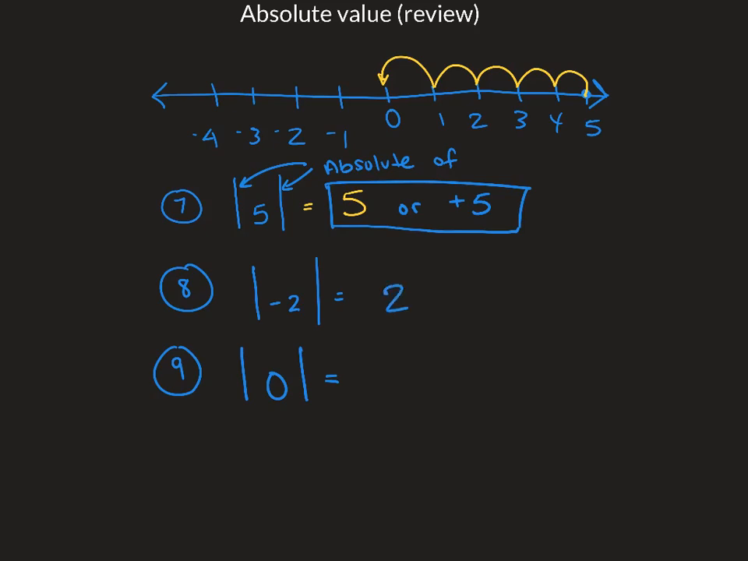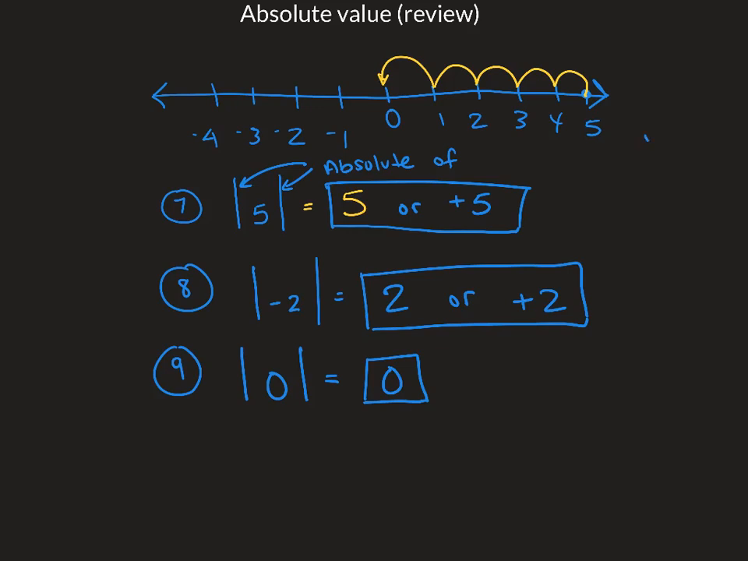If you wrote or think it's 2 or positive 2, you're correct. Remember, it's not negative. Now, the absolute value of 0 means how far is 0 from 0? And I think that's pretty obvious. 0 is 0 spaces away from 0. 0 is 0. Okay? So that would be like a tricky question. Make sure you don't get that wrong.